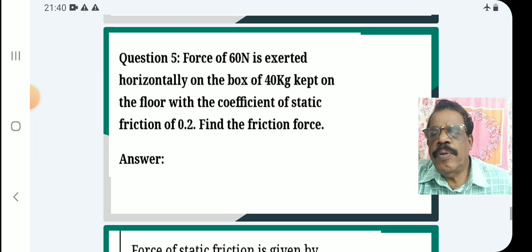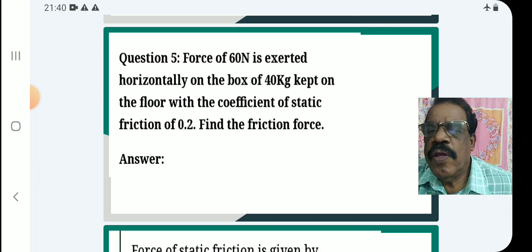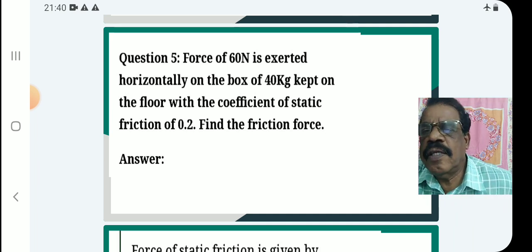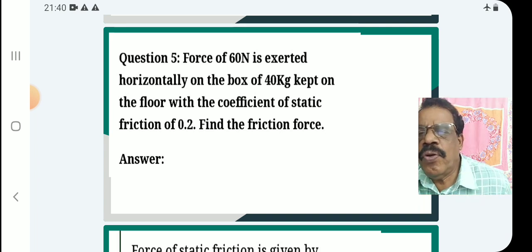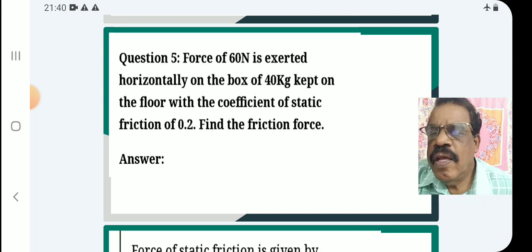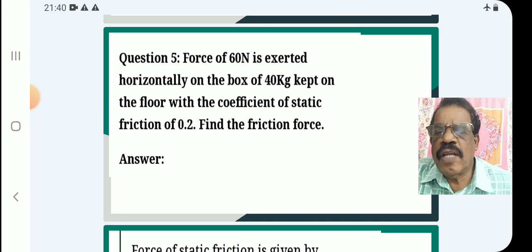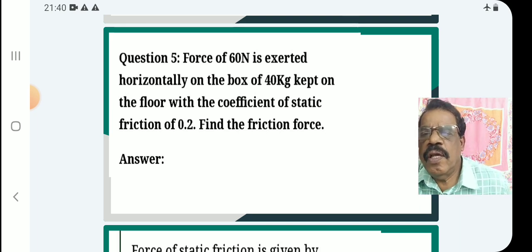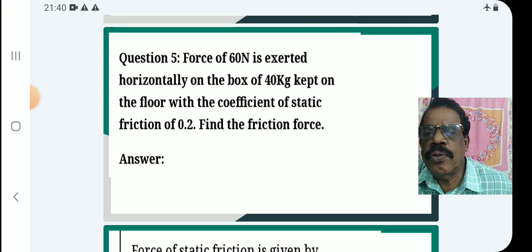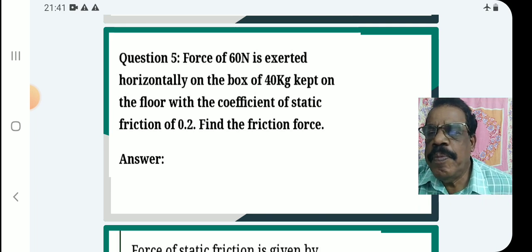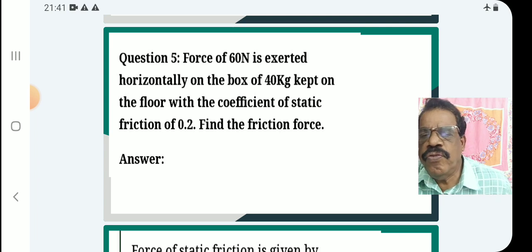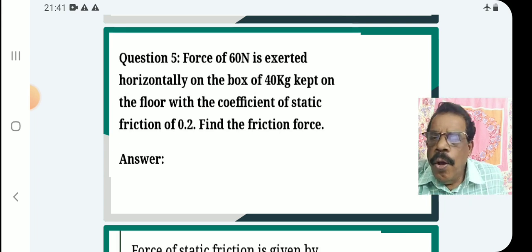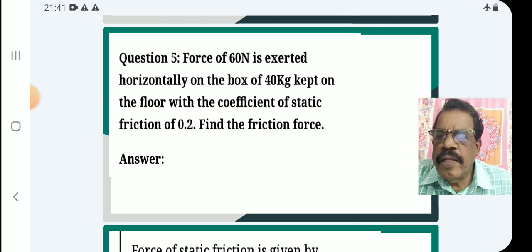Next problem, that is fourth problem, mark class 5. A force of 60 Newton is exerted horizontally on the box of 40 kg kept on the floor with the coefficient of static friction 0.2. Find the frictional force.